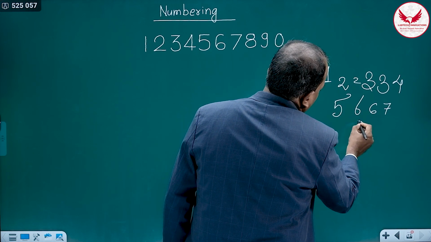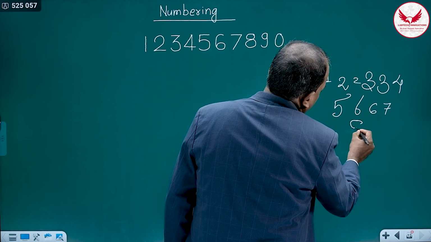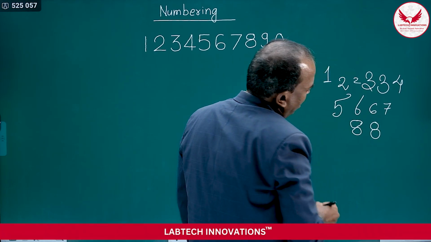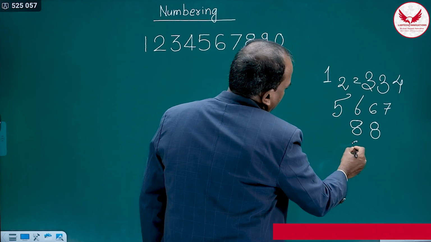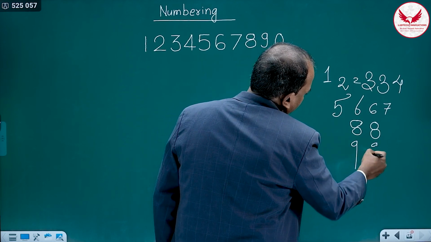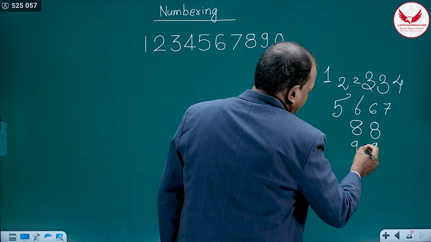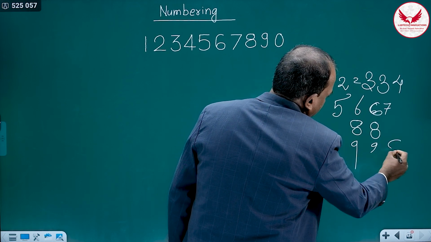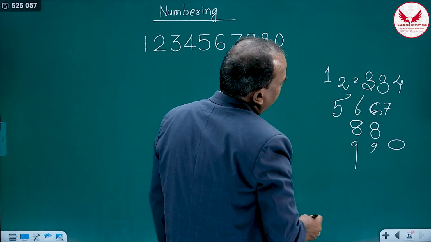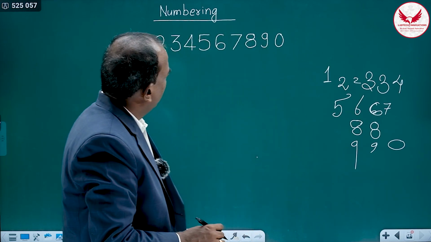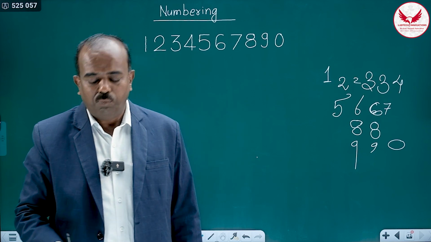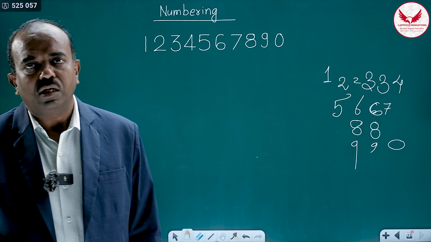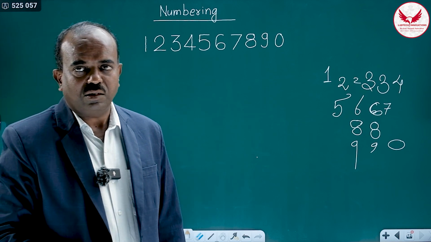Then 8, upper should be smaller, lower should be larger. It should not be like this, or both should not be of same size also. 9, we should not draw like this, or we should not do in this way. And 0, it should not be a perfect circle also, or it should not be a horizontal ellipse. It should be a vertical ellipse. So this care you have to take while numbering. So numbering is very, very important to improve your presentation skill.